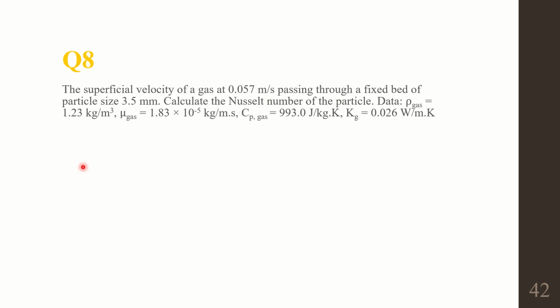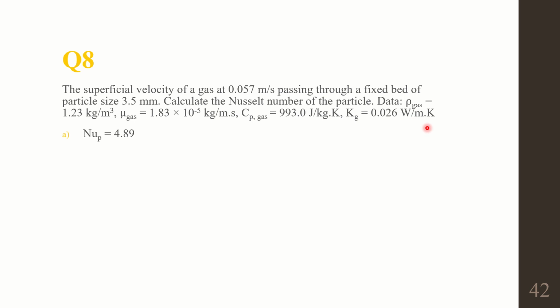So we'll go to question 8. In question 8, it is given that a gas at a superficial velocity of 0.05 meter per second is passing through a fixed bed of particle size 3.5 mm. Calculate the Nusselt number of particles, where data is given as density of gas 1.23 kg per meter cube, viscosity of gas 1.83 into 10 power minus 5 kg per meter second, Cp, that is heat capacity of gas, 993 joules per kg Kelvin, and Kg, conductivity, is 0.0026 watt per meter Kelvin.